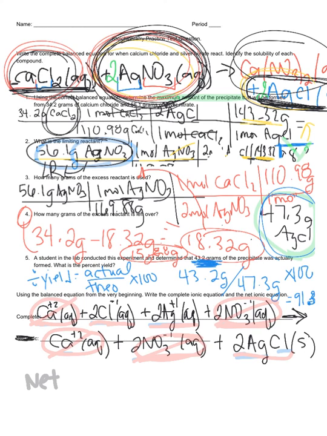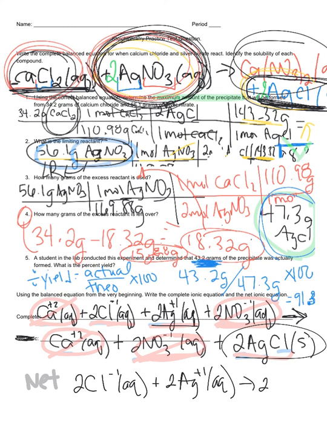So your net ionic is whatever you didn't cross out. I didn't cross off my 2Cl -1 that is aq. I did not cross off my 2Ag +1 that's aq. And I did not cross off my 2AgCl that became a precipitate. So that's your net ionic.